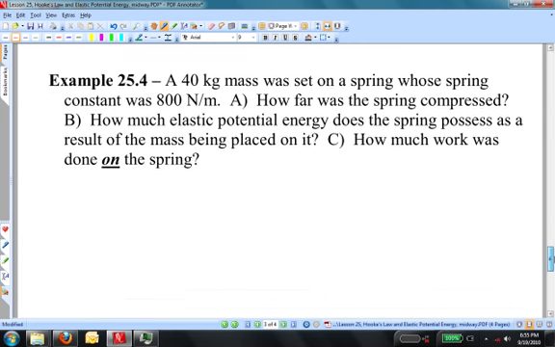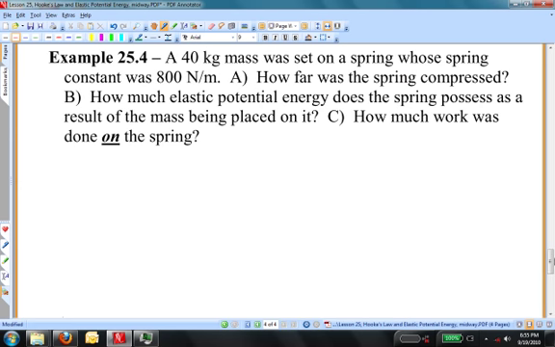Example 25.4 reads this way. A 40 kilogram mass was set on a spring whose spring constant was 800 newtons per meter. A. How far was the spring compressed? B. How much elastic potential energy does the spring possess as a result of the mass being placed on it?